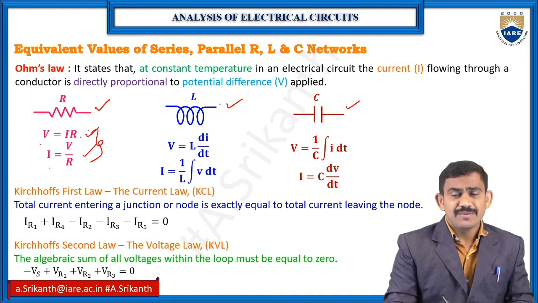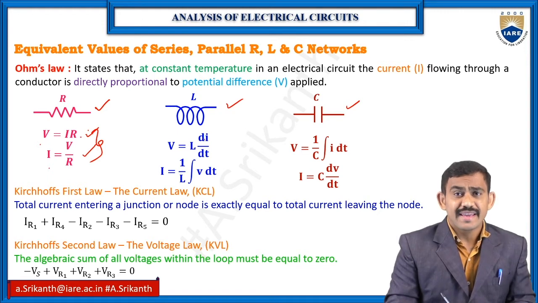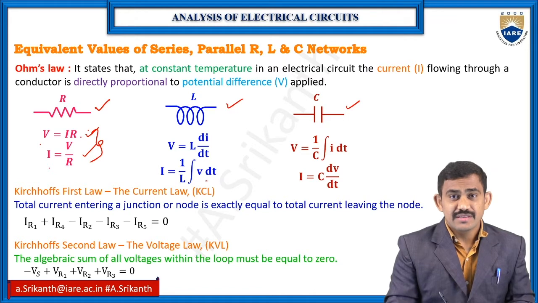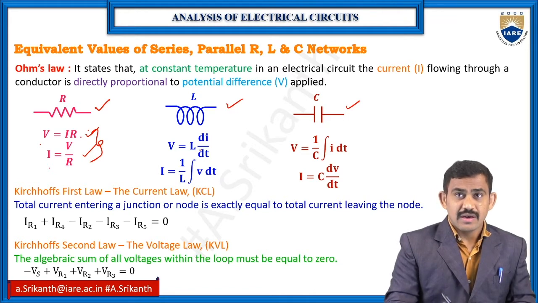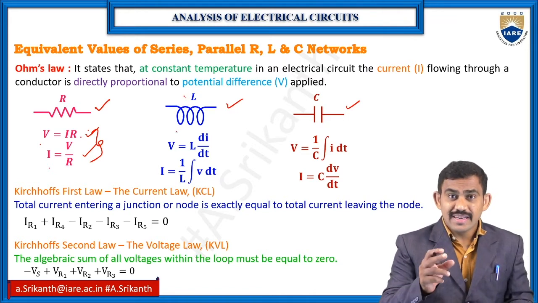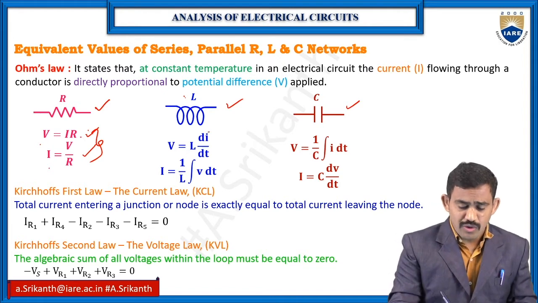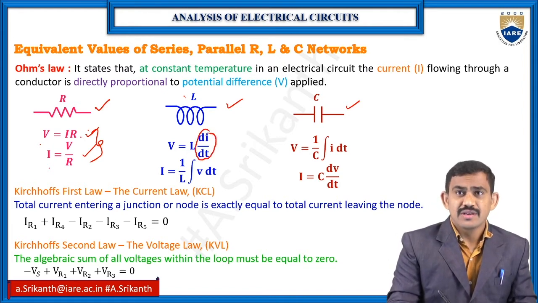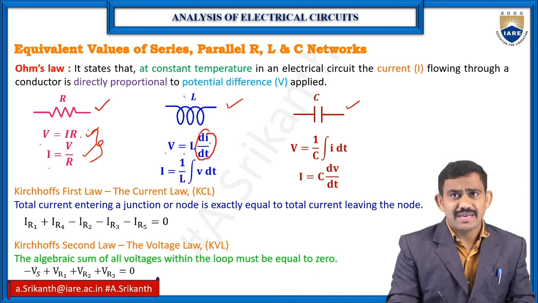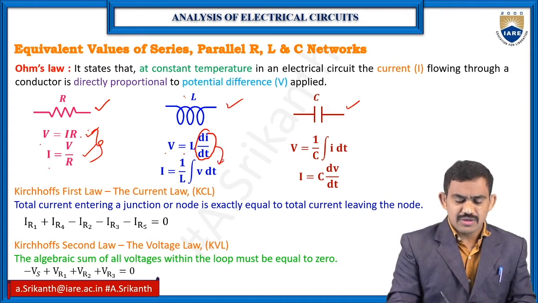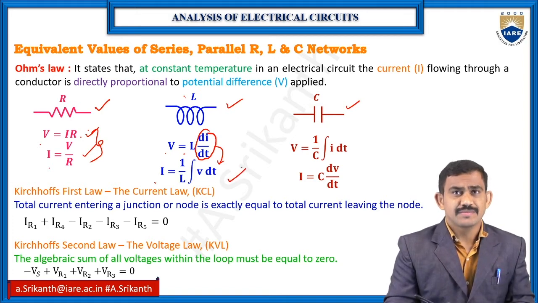And coming to the inductor, V equal to L di by dt, and I equal to 1 by L integral V dt. So remember, the inductor stores the energy in the form of current. So small current, that is di by dt. So V equal to I into R, same formula, but here I is di by dt. And if we integrate both sides, we will get I equal to 1 by L integral V dt.